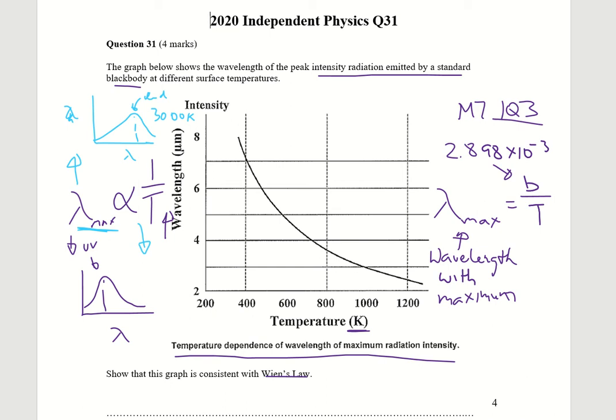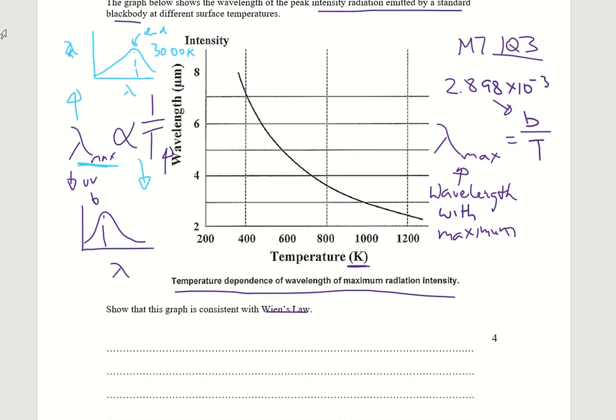Okay, so the question says, show that this graph is consistent with Wien's law. Well, you can see here from the diagram, it is going down. So it is sort of exponentially decaying like so. So that is showing that inverse proportionality that we're seeing here. But obviously it is 4 marks, so it's not good enough to just say it's showing the inverse proportionality formula. We need some actual mathematics to prove it.